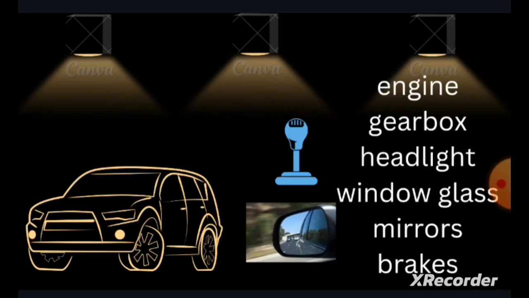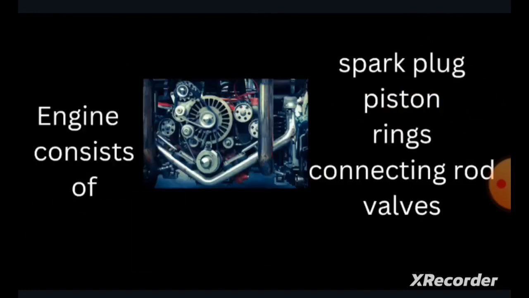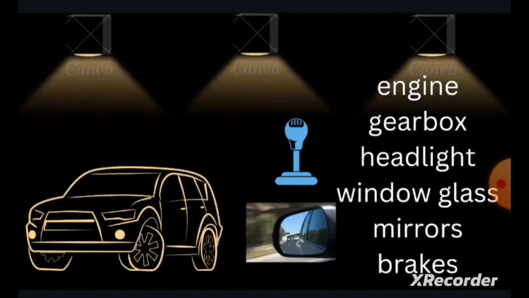Now when we talk about the engine, what are the inside parts of the engine? Yes, as you can see, an engine has a spark plug, piston, rings, connecting rods and valves. So these are the parts of the engine. The smaller parts of a car like the engine, gearbox, headlights and all these are put together to make a car.